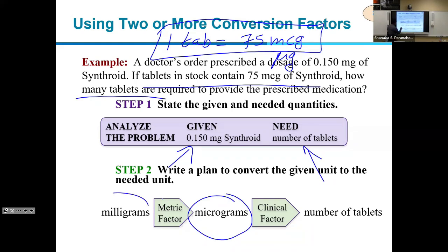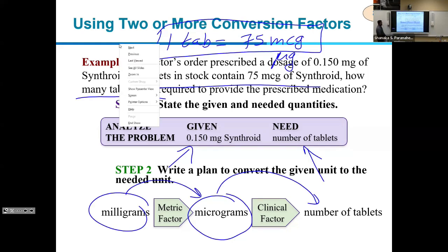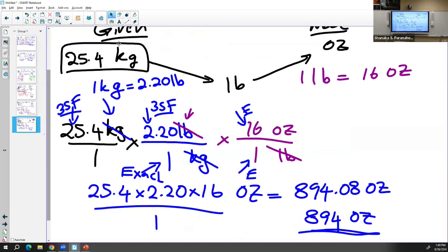So you have micrograms to connect tablets and milligrams. Milligrams to micrograms is in the table on slide 76. The other conversion is in the question, micrograms to number of tablets. So this is the equation: one tablet is equal to 75 micrograms. Okay, so let's quickly go over this question and understand how we set up the calculation.